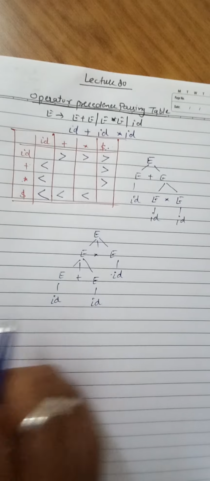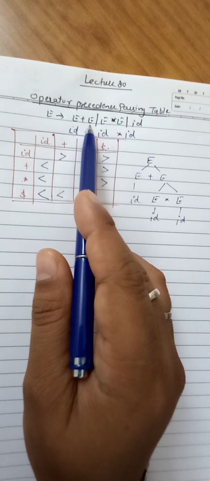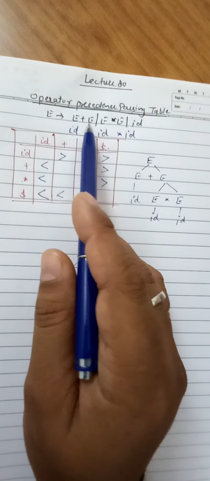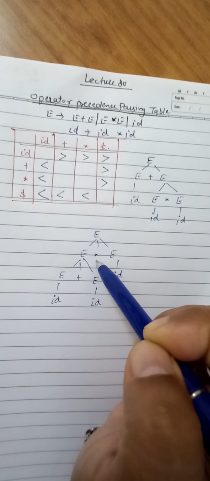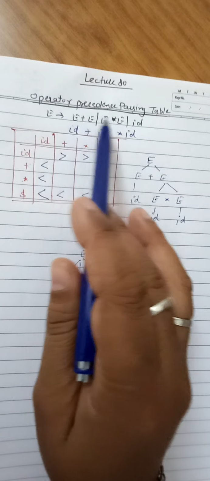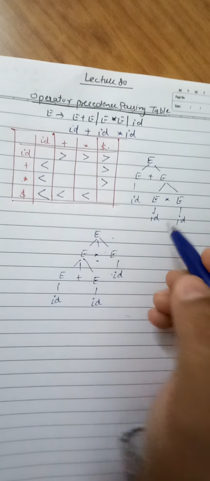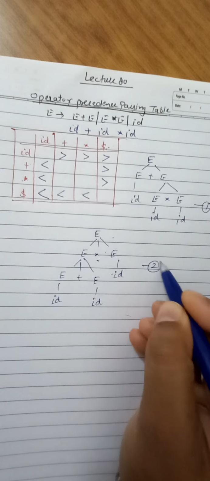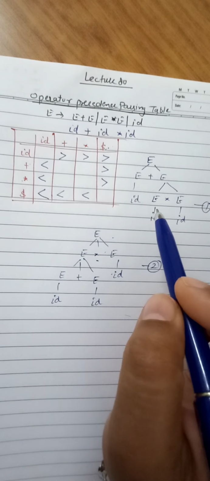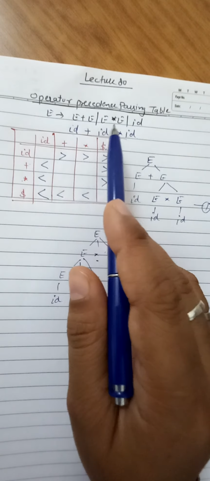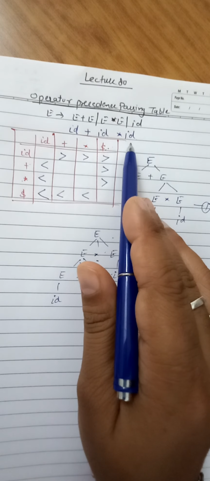So what does it mean? It means that plus, both are left to right, E plus E or E star E. Still we are getting the same string in both trees. With the help of this grammar, whatever is given, we are making two trees. This is one tree and this is the second tree, and with both trees we are getting this string id plus id star id. E plus E and E star E both are left to right, but both are giving the same string.